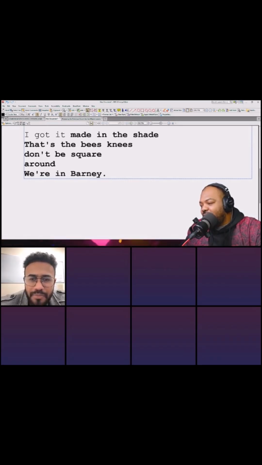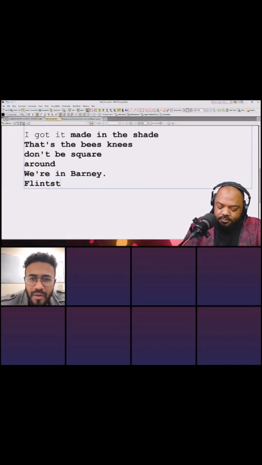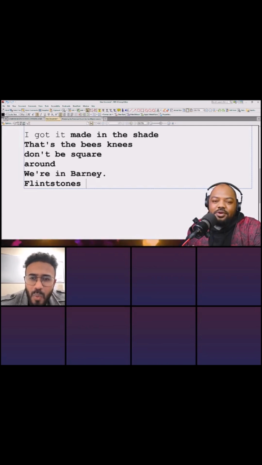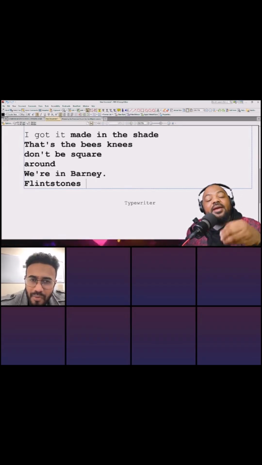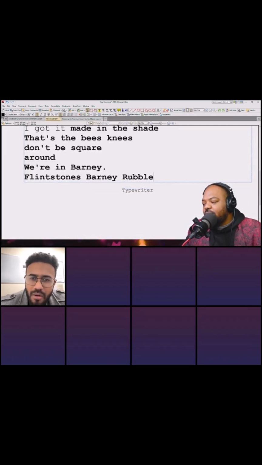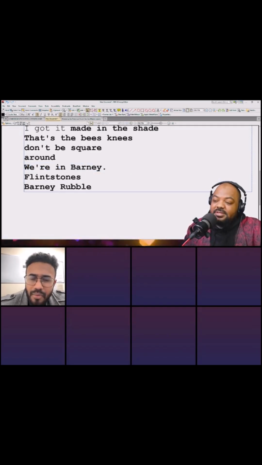To understand Barney, you have to understand that there was a cartoon a long time ago called the Flintstones. The Flintstones was a family living in the time of the dinosaurs. The main character's name is Fred Flintstone. His best friend is named Barney Rubble. Barney Rubble. So what's the relation between Barney Rubble and we're in Barney? His family name is Rubble.